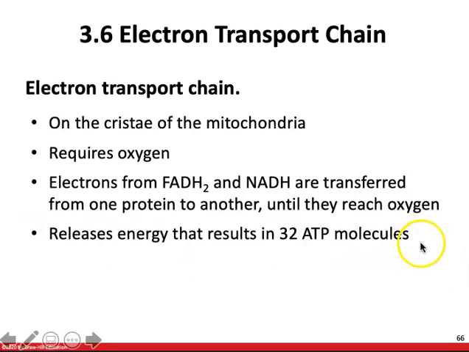And so this is going to release energy that results in 32 ATP for a grand total of 36 to 38 ATP for the entire process of cellular respiration.